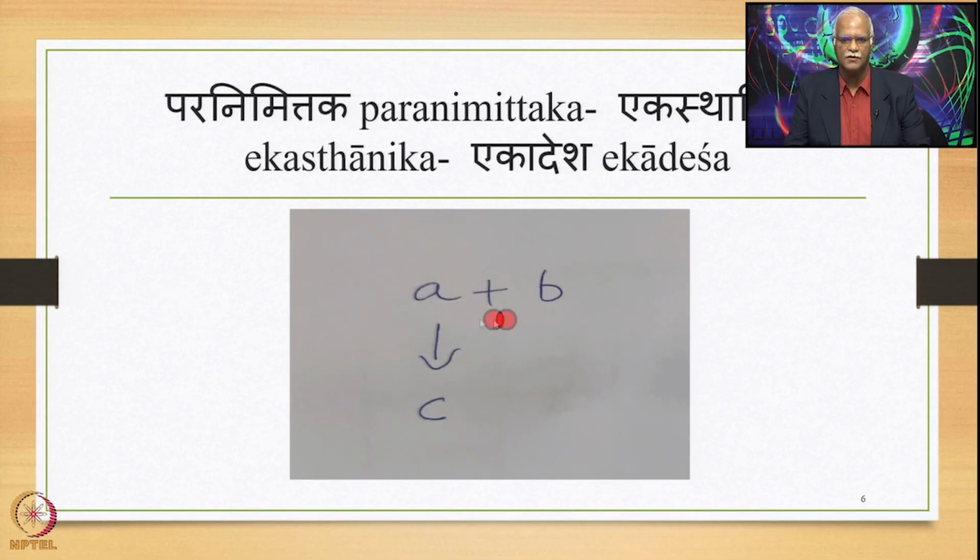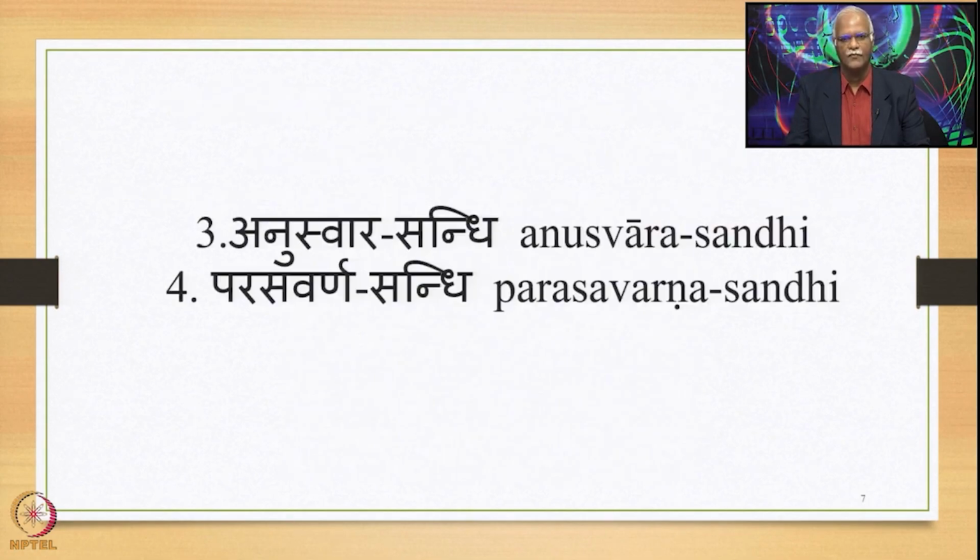So this is Paranimittaka, Ekasthanika and Eka Adesha. So one substituent and one substitute. So A plus B is the input and C plus B would be the output. So far we have studied Shtutva Sandhi and Shtutva Sandhi as instances of this particular Paranimittaka Ekasthanika Ekadesha. Shtutva Sandhi and Shtutva Sandhi also had a part which comes under Purvanimittaka Ekasthanika Ekadesha as well.